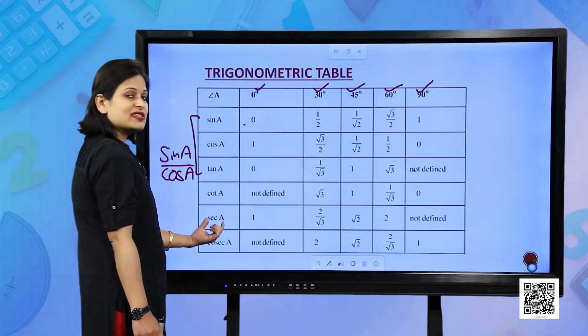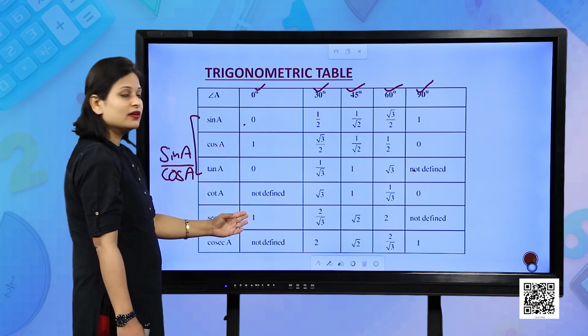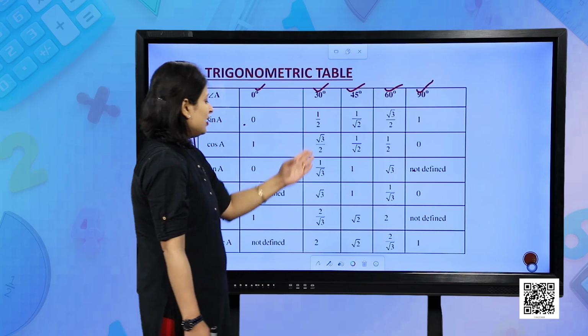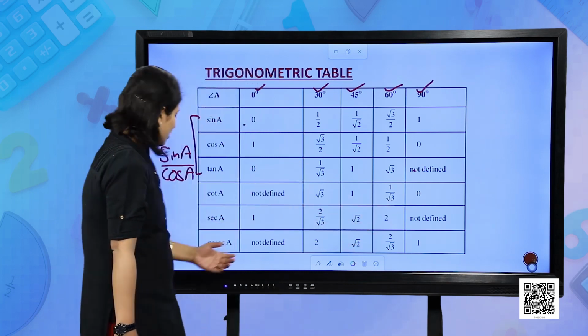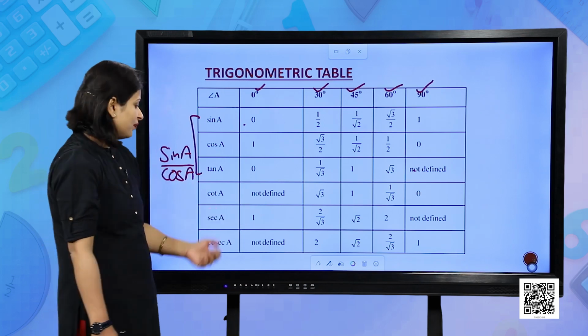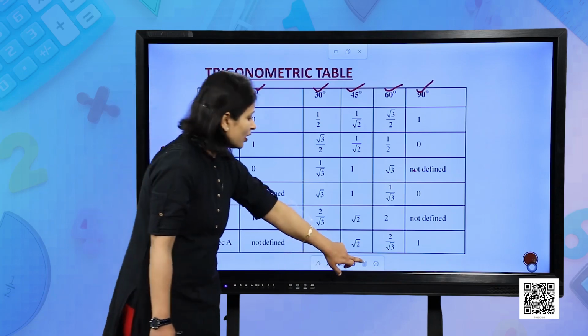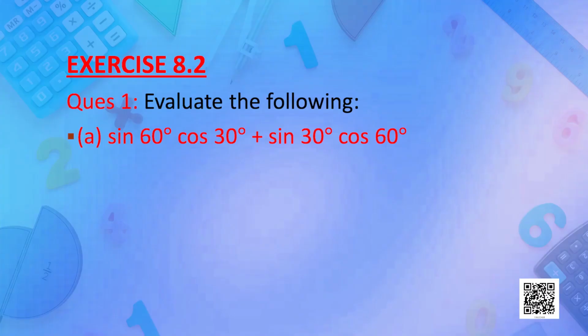Secant function is simply the reciprocal of cos function. What will you get? 1 upon 1, reciprocal 1. Similarly, you can find out these values. For cosecant A, simply the reciprocal of sin A. You will get the table very easily. Now, let us solve exercise 8.2.